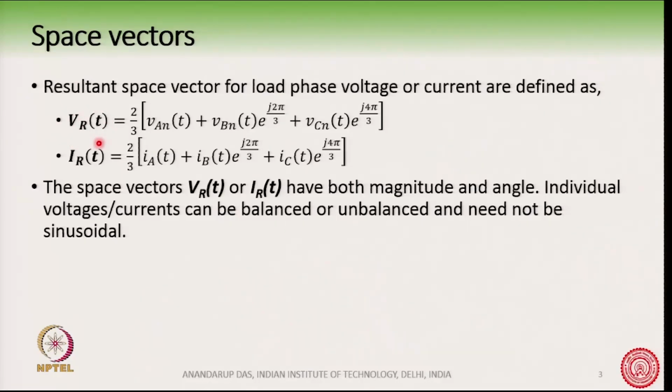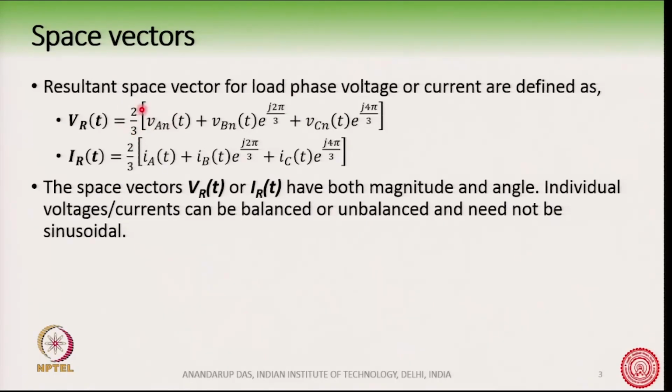Basically, e to the power j 2 pi by 3 corresponds to the B phase axis, and e to the power j 4 pi by 3 corresponds to the C phase axis. So, we are defining the resultant space vector as the instantaneous magnitudes along the 3 phases, phase A, phase B, phase C, multiplied by the rotation of the axis into one single phase. This is what defines space vector.